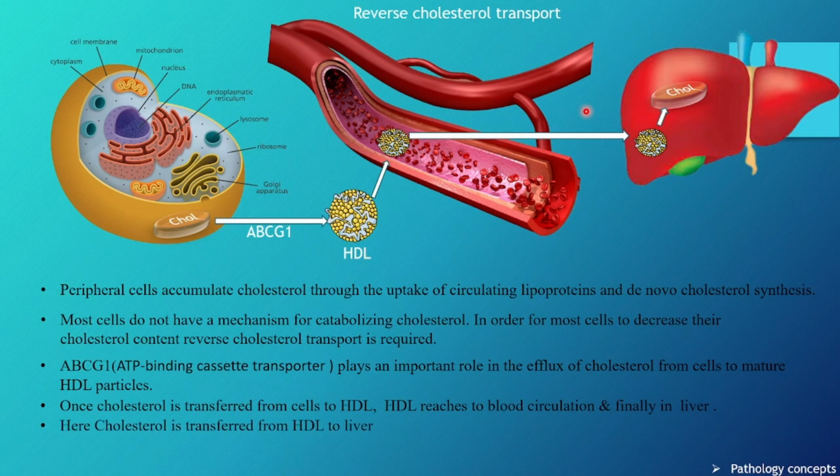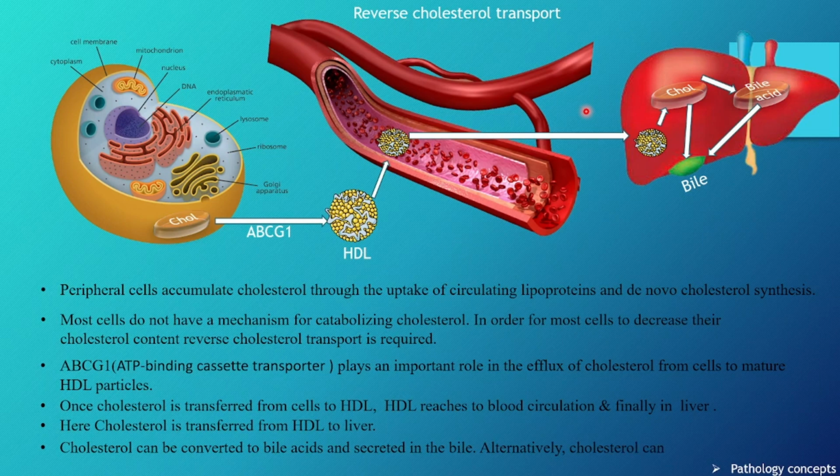Here cholesterol is transferred from HDL to the liver, and cholesterol can be converted to bile acid and secreted in the bile. Alternatively, cholesterol can be directly secreted into the bile. This is how cholesterol is eliminated. So, the HDL particle is known as good cholesterol.